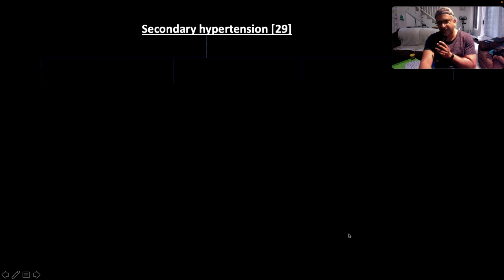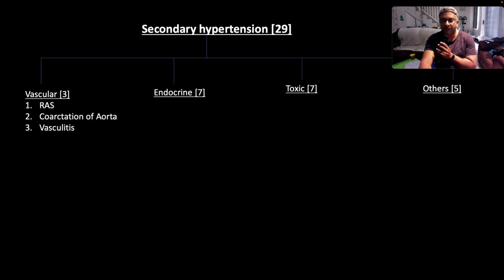So guys, how do we stratify causes of secondary hypertension? By and large, there's vascular, endocrine, toxic, and others. Vascular, we're looking at renal artery stenosis, so it's important to listen for your renal bruit, right? Coarctation of the aorta, and we spoke to the radial delay, the radiofemoral delay, vasculitis as well.